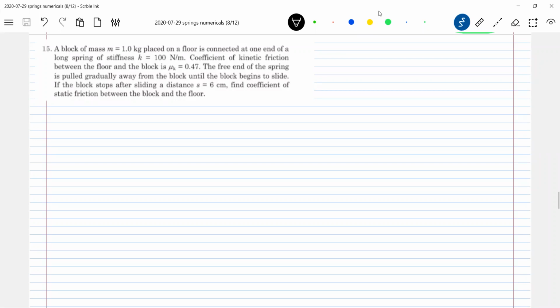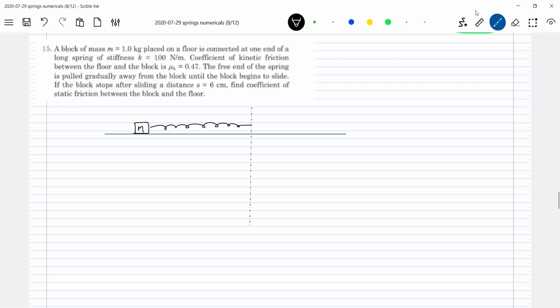So what is initially the block? There's a block, and it is kept on a rough surface. Initially the spring is at natural length. Let me have this reference line. So what is the state of the spring? It is at natural length. The question is given like this, and the surface is rough.